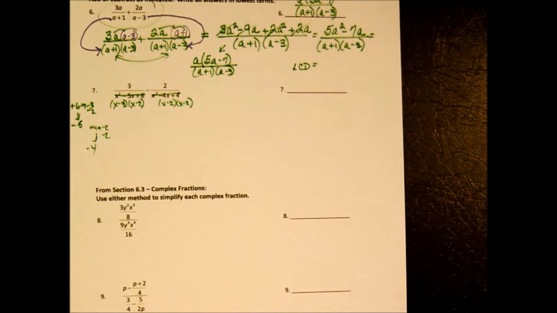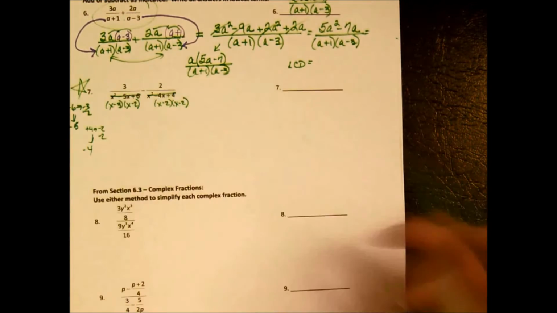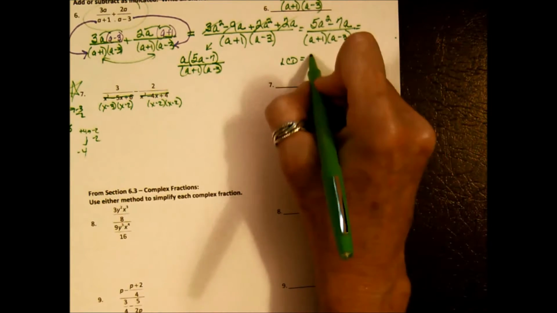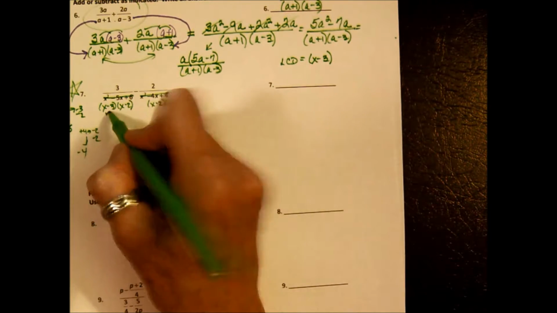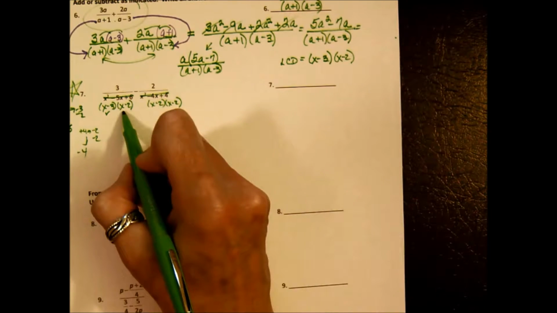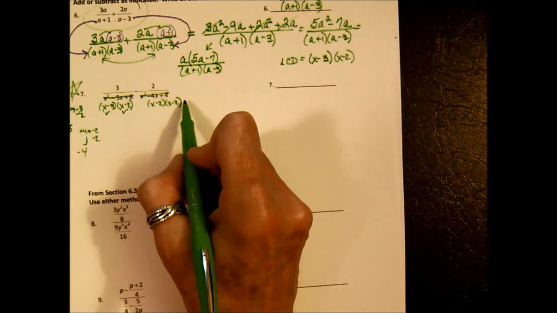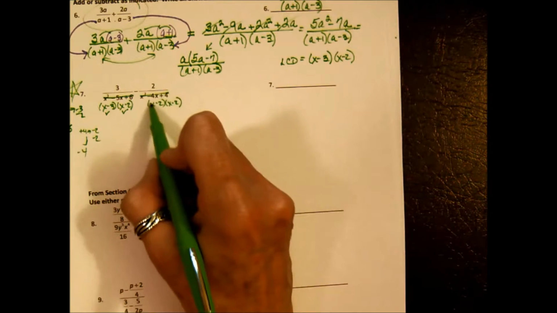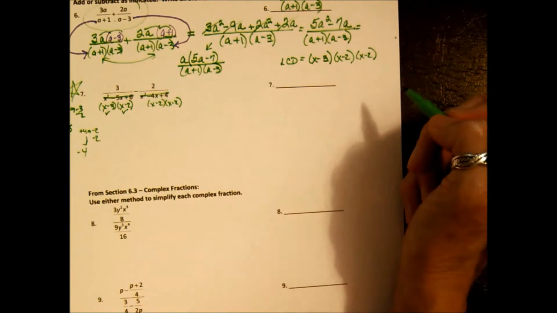So in my LCD, and this one I'm going to show you, there's something a little tricky about this. I have to have an x minus 3. That will take care of this one. I have to have an x minus 2. That would take care of this one and one of these two. But since there are two of them in the same denominator, I have to have two of them.